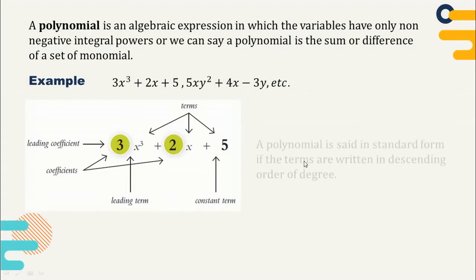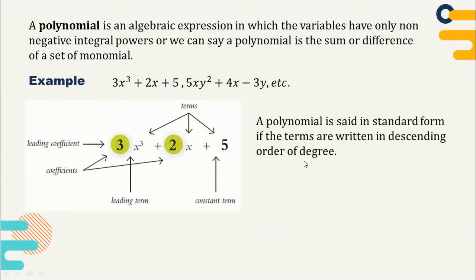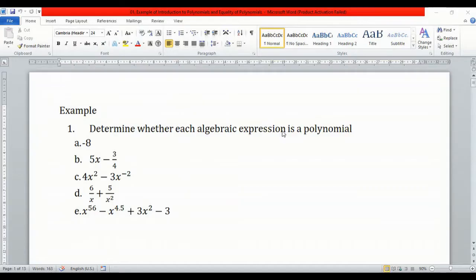You need to remember a polynomial is said to be in standard form if the terms are written in descending order of the degree. In conclusion, it goes from the highest to the lowest. So without further ado, let's jump to the example. Example 1: Determine whether each algebraic expression is a polynomial.